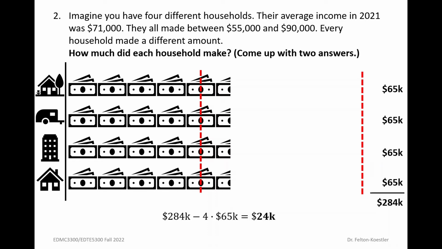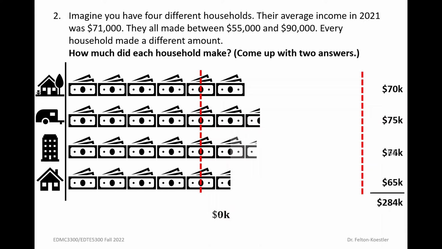So I'll give this household an extra $5,000. They're at 70. That leaves me with 19. I'll give this household an extra 10, getting up to 75, and that leaves me with 9. And I'll give that 9 to this household, and that gives them up to 74. And so now I have 4 different values, and I have a total of $284,000.